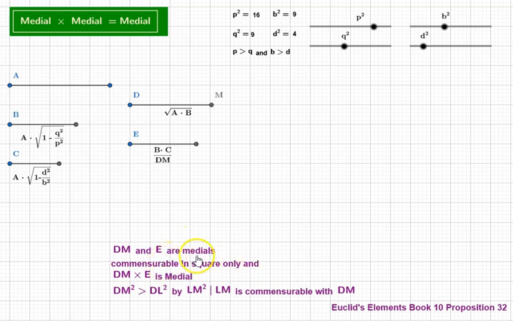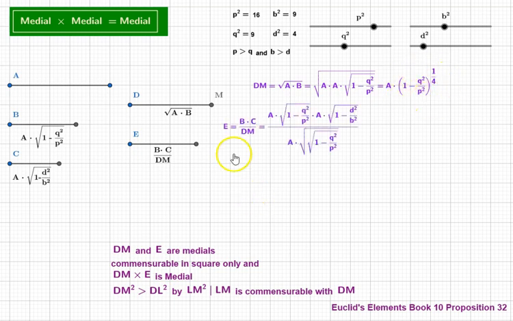Now we have to show that they are medials commensurable in square only, and that their product, or the rectangle contained by them, is medial. DM will be the square root of A times B. So let's do the substitutions: square root of A times the square root of 1 minus Q square by P square. Now A square we can take out of the square root. So we are left with A times the fourth root of 1 minus Q square by P square, which we write in this form. Next, let's take E.